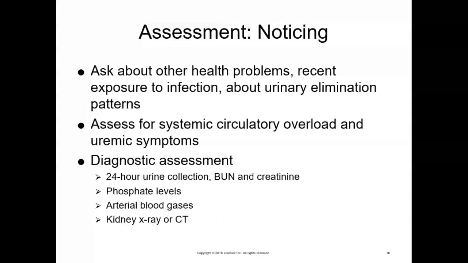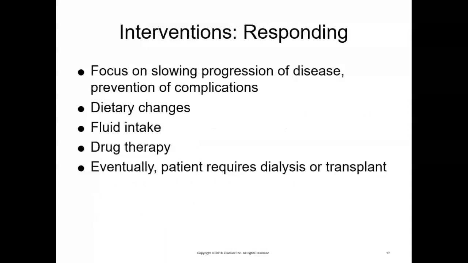The kidneys are abnormally small on X-ray or CT in chronic glomerulonephritis. Interventions focus on slowing the progression of the disease and preventing complications. Management is systemic and consists of diet changes, fluid intake sufficient to prevent reduced blood flow to the kidneys, and drug therapy to control the problems from uremia. Eventually, elimination is so impaired that the patient requires dialysis or transplantation to prevent death.